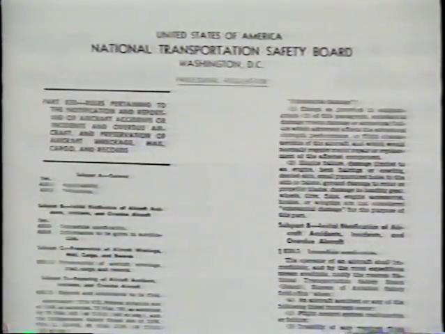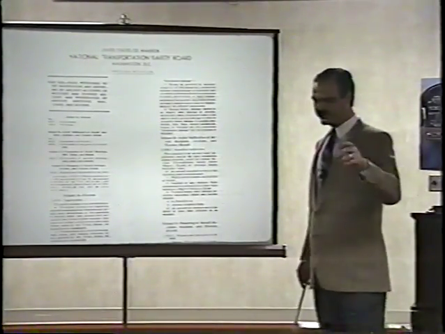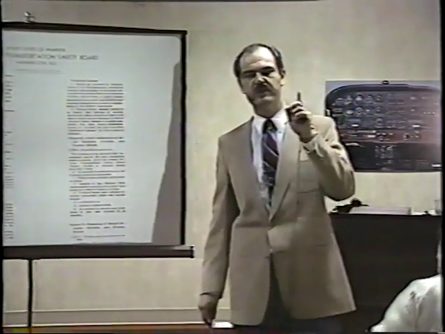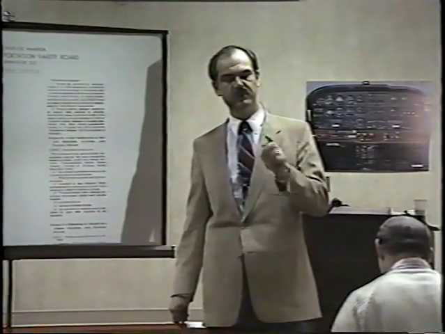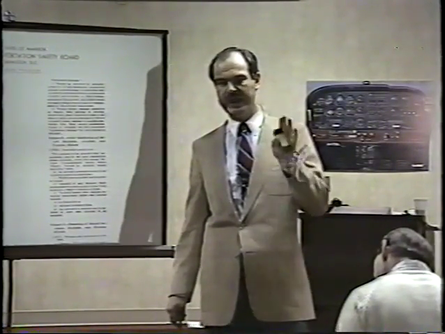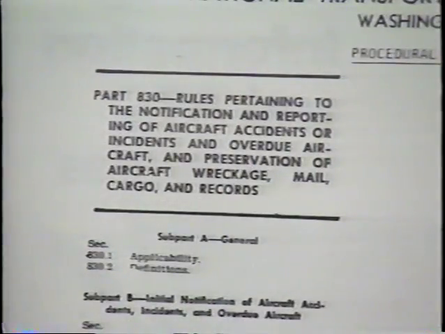All right, last thing I want to talk to you about is NTSB Part 830. I want you to know that they ask you sometimes on a test. This is the only question on the test where they ask you a regulation number. And the question is, what part of the regulations have to do with accidents, incidents, or overdue aircraft? And the answer is NTSB Part 830.